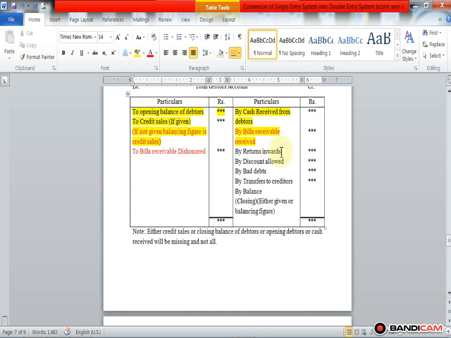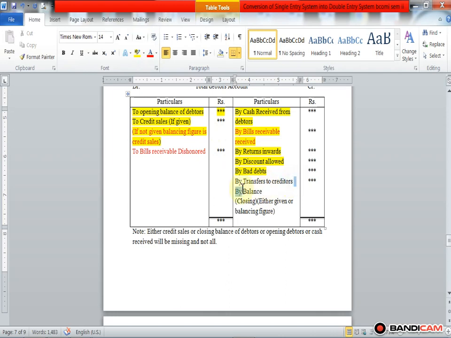If return inward is given in the problem, then it is transferred to the credit side of debtors account. Then discount allowed to the debtors is also transferred to the credit side, because discount is our loss. The entry will be discount account debit to the debtors account. So discount is also transferred to the credit side of total debtors account. Bad debt is also transferred to the credit side of debtors account.